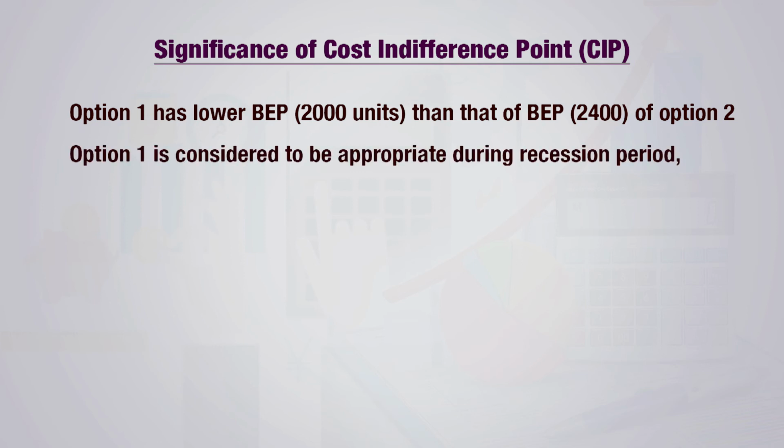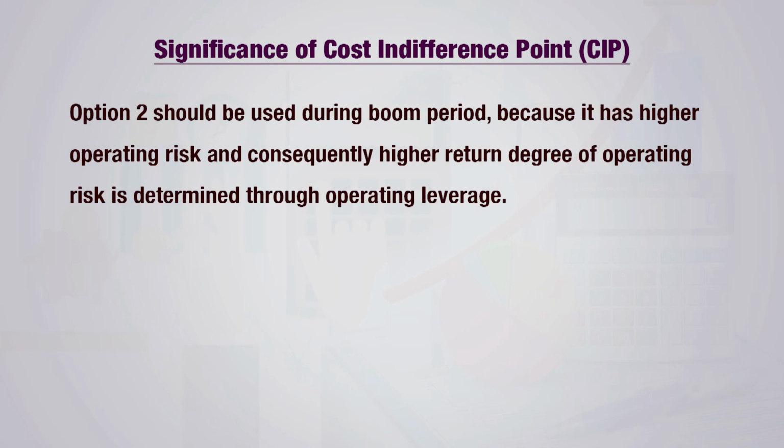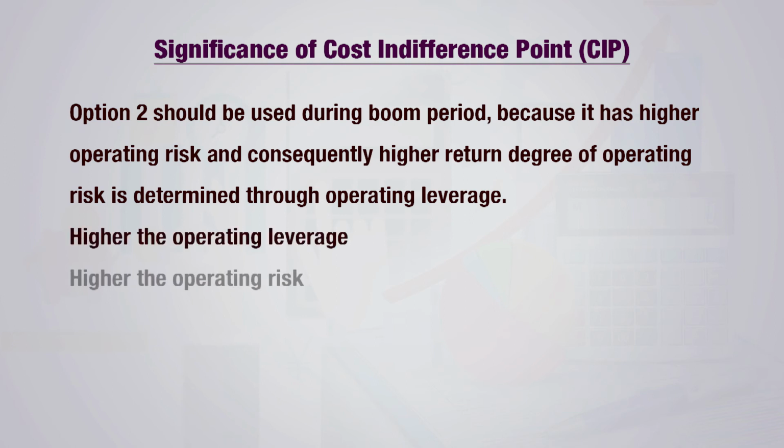Option 1 is considered appropriate during a recession period because operating risk is lower in this option, but at the same time lower operating risk generates lower return. In brief, option 1 can be used during recession period. Option 2 should be used during boom period because it has higher operating risk and consequently higher return. Degree of operating risk is determined through operating leverage. The higher the operating leverage, the higher the operating risk and the higher the return, and vice versa.